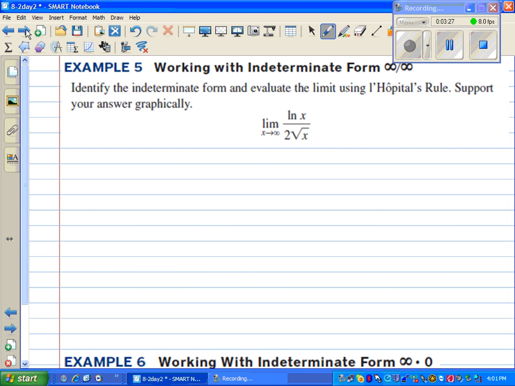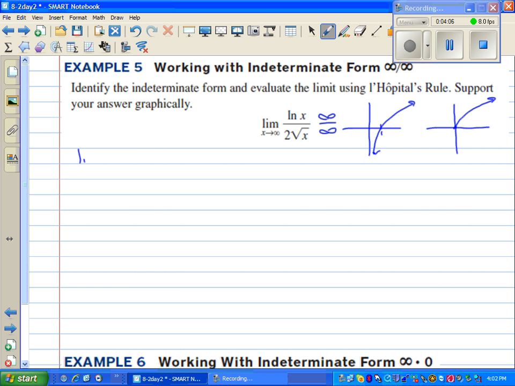In example 5, we are working with the indeterminate form infinity over infinity once again. It says identify the indeterminate form and evaluate the limit using L'Hopital's rule. Support your answer graphically. Well, the natural log of x, if we look at that graph, it does pass through the point 1, 0, and it does go off to infinity. And the square root of x, I know it says 2 times square root of x, but really we're looking at square root of x. It starts at 0, 0, and it does eventually go up to infinity. They look somewhat similar, but the important part is the indeterminate form is infinity over infinity.